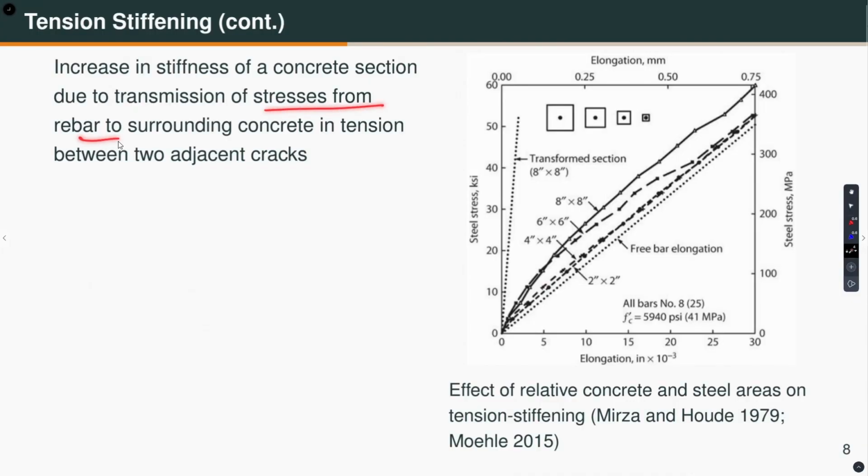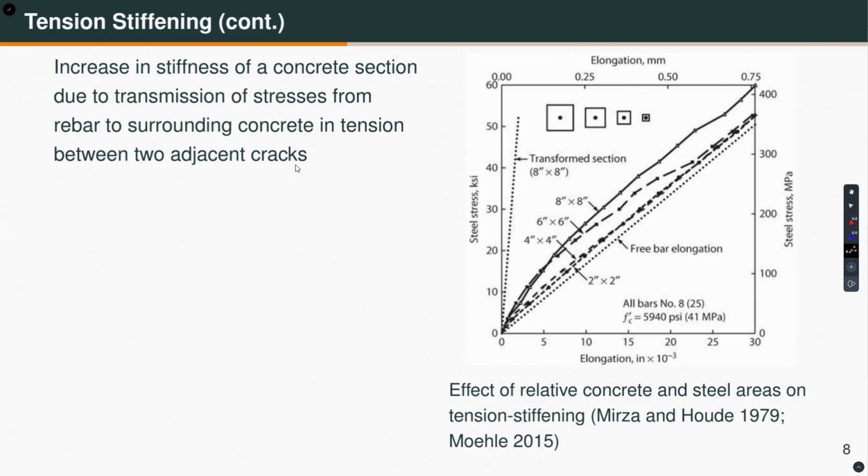So, thereby the concrete is actually stiffening the member. The increase in stiffness of a concrete section due to transmission of stresses from rebar or reinforcement to surrounding concrete in tension between two adjacent cracks is called tension stiffening.